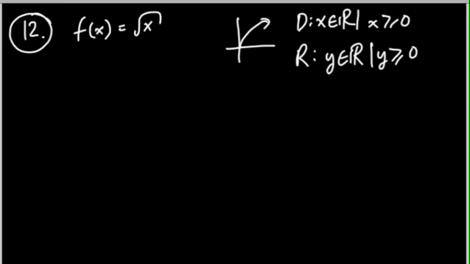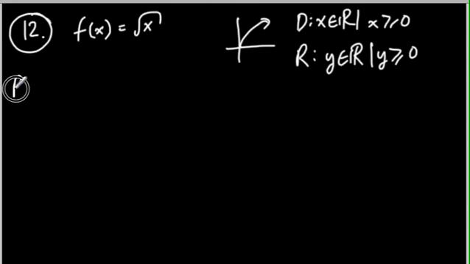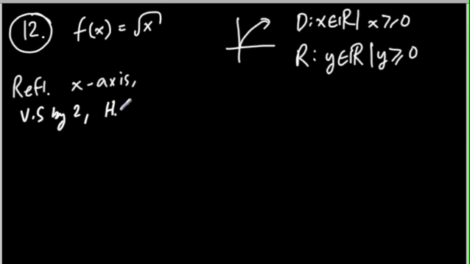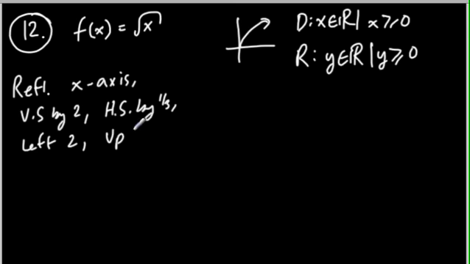So let's look at the transformations again. Across x, vertical stretch 2, horizontal stretch 1/3, left 2, up 3. Okay, see if I can remember that. So reflection x-axis, vertical stretch by 2, horizontal stretch by 1/3, left 2, up 3. Is it up 3? Up 3, yeah, okay. Up 3.